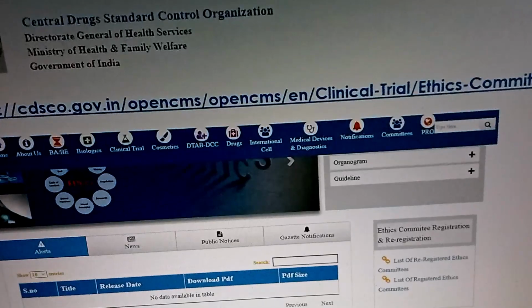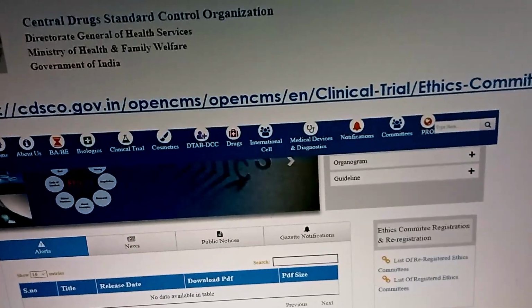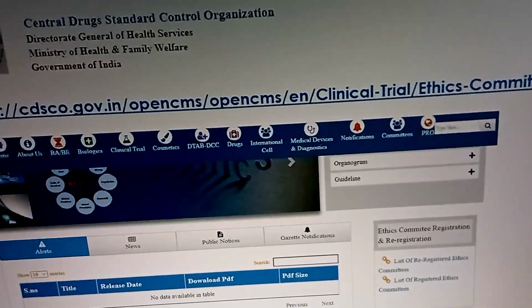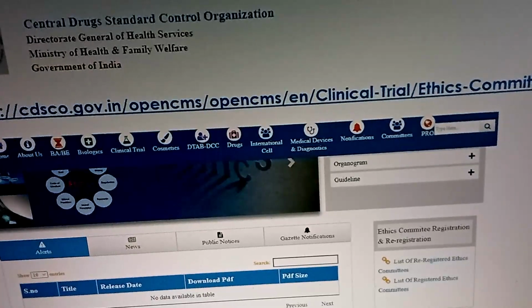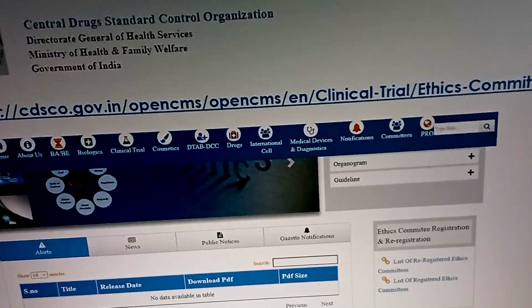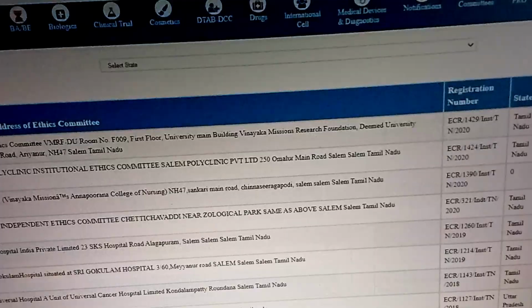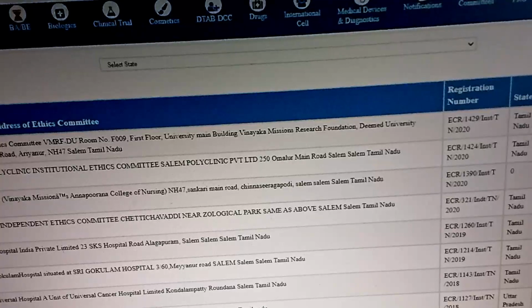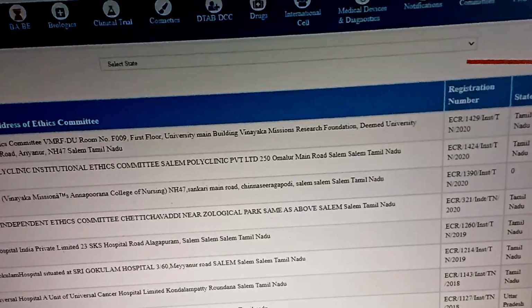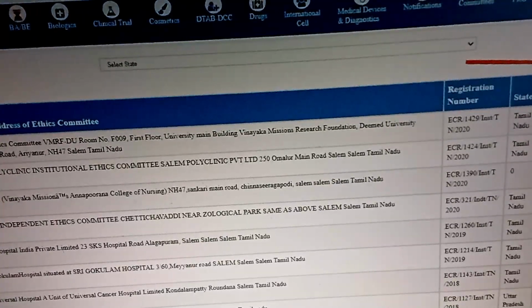If you are confused about where to find ethical approval, or how to find an organization that can give ethical approval, go to the website of the Central Drugs Standard Control Organisation, where there is a separate section called Ethics Committee. There you have the list of registered ethics committees, and you can select the state or enter the place where you live. I live in Salem, and I have given the name Salem. You can find all the institutional as well as private ethics committees listed here, and you can connect with them and get support for ethical approval.